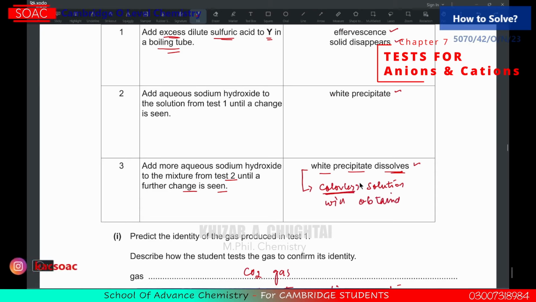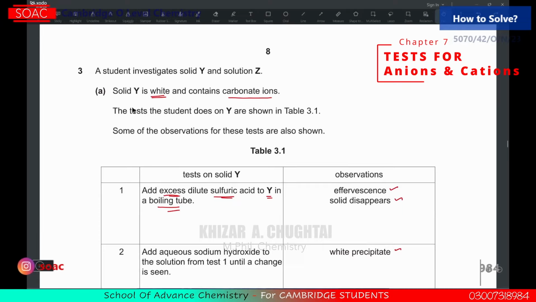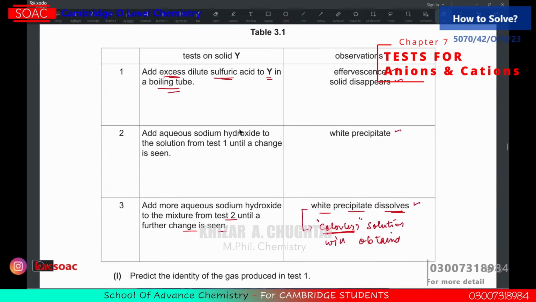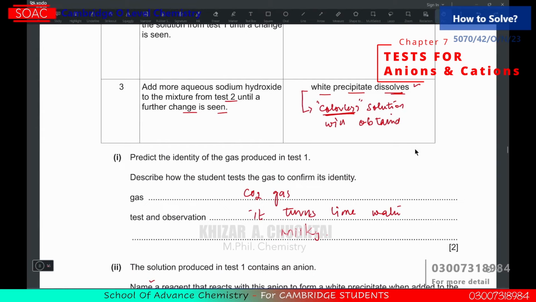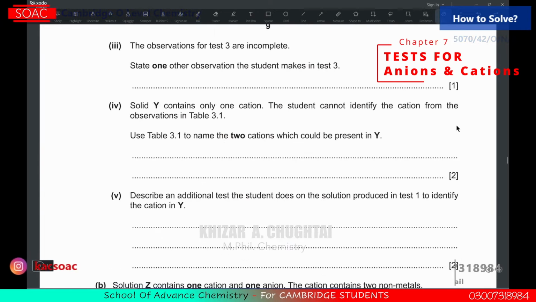Whether it is a colorless solution or a colored solution depends upon the nature of the metal ion present over here. As he told us, this is a white solid, so it's a non-transition element. If the precipitate dissolves, then a colorless solution will be obtained. You can write it like that. Okay, now come to the next one. Colorless solution will be formed or obtained.